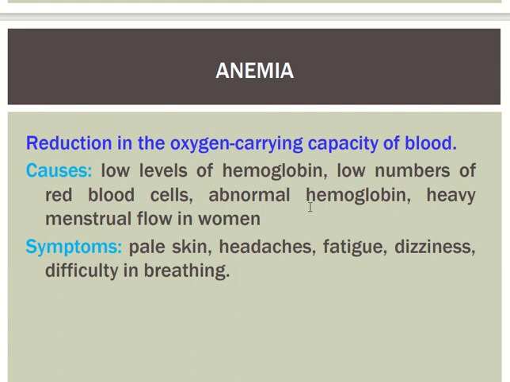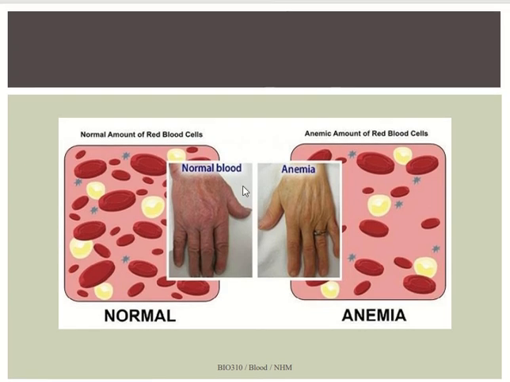Because the reduction in the oxygen carrying capacity of the blood brings pale skin, headache, fatigue, and dizziness. This is caused by a low level of hemoglobin in red blood cells, a low number of red blood cells to carry the oxygen, abnormal shapes or abnormal characteristics of the hemoglobin, and it can also be caused by heavy menstrual flow in women. As you can see here, an anemia patient has more pale skin compared to a non-anemia patient.